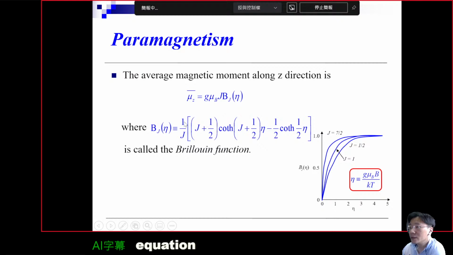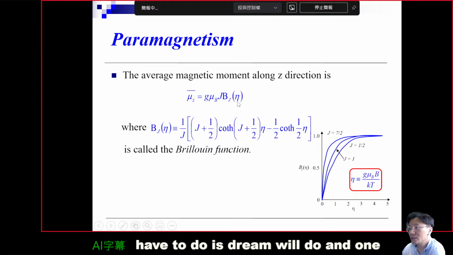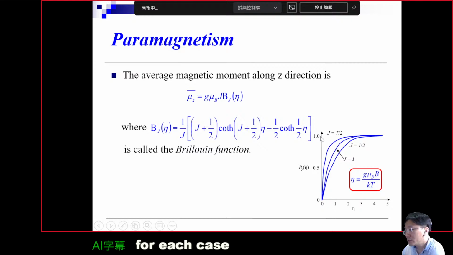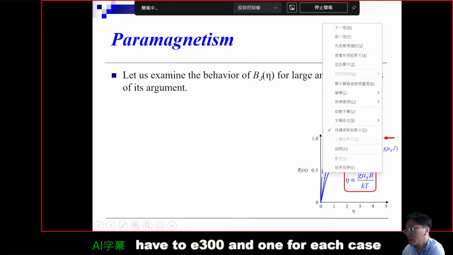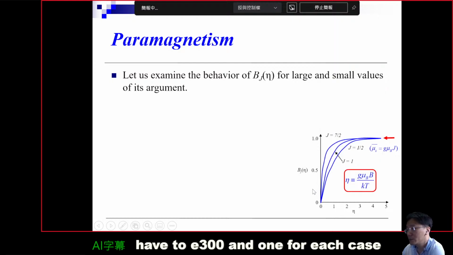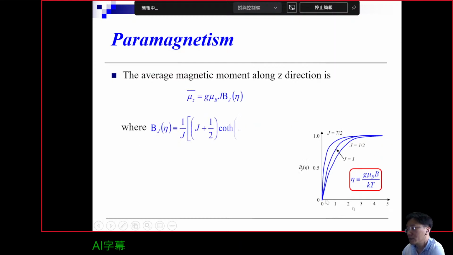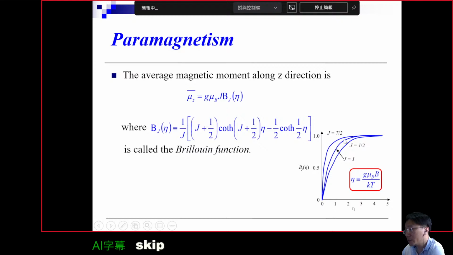And in this case, the Brillouin function will have two extreme values, 0 and 1. For the extreme case shown here, the Brillouin function will be between 0 and 1, but the curvature would vary with different J values.